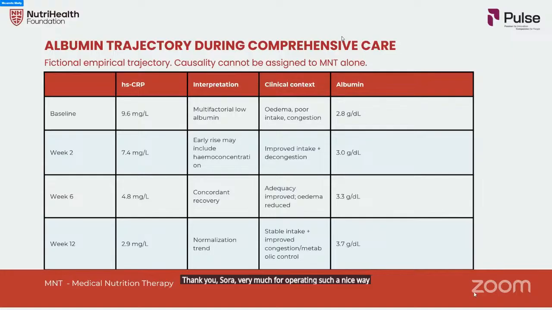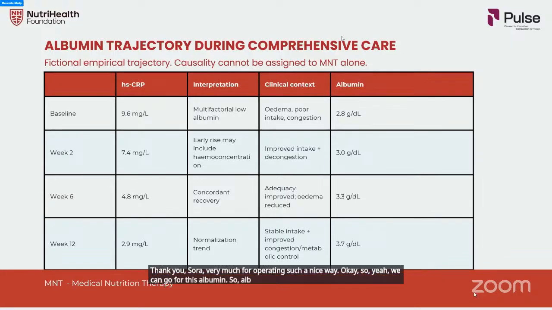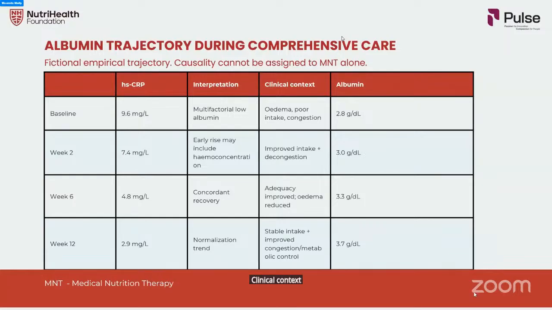Okay, so yes, we can go to albumin. Albumin trajectory during the comprehensive care. We do a lot of discussion about albumin, but at baseline the CRP is high at 9.6 mg per dL. Interpretation: multifactorial low albumin. Clinical context: we can find edema, poor intake, congestion, albumin 2.8 gram per dL.